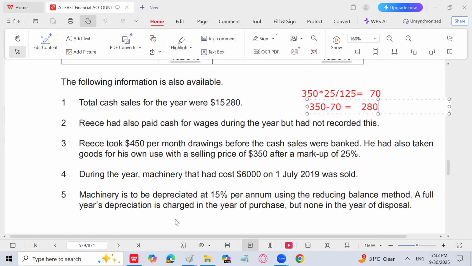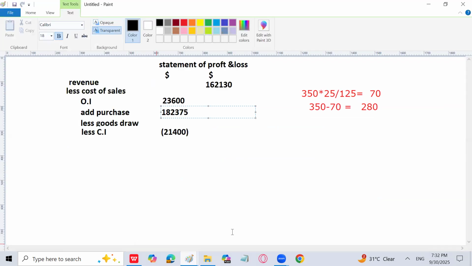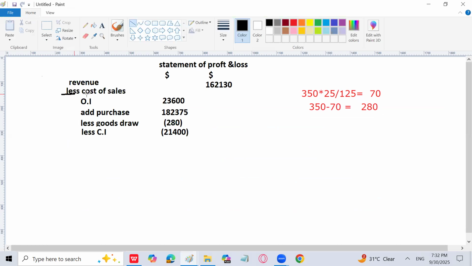Remember this, the statement which I have written, that is cost of sales. So in that, everything should be written in cost of sales. The goods drawing will be subtracted from purchases. The entry is drawings debit and purchases credit. So I will write it, subtract it from purchases.